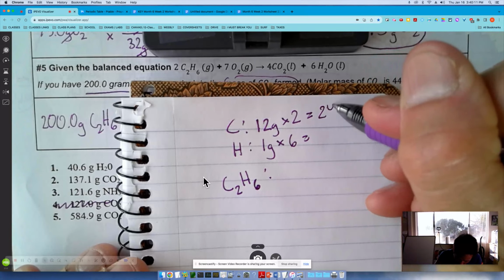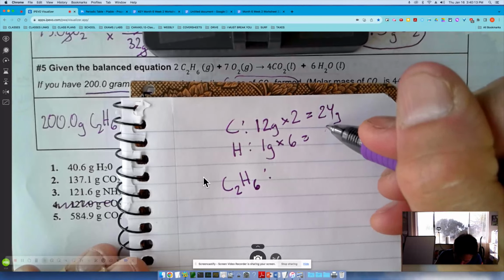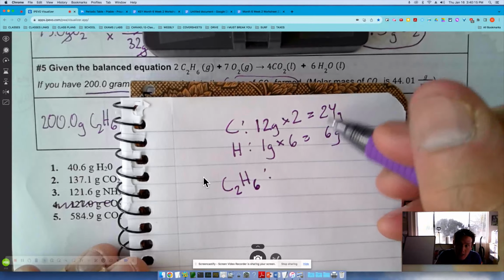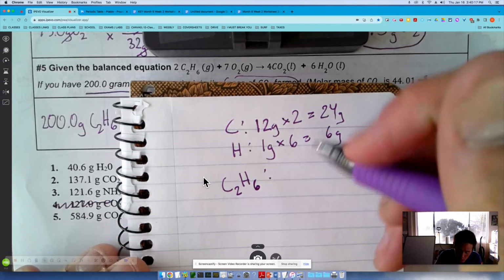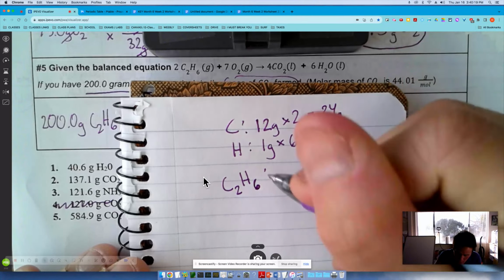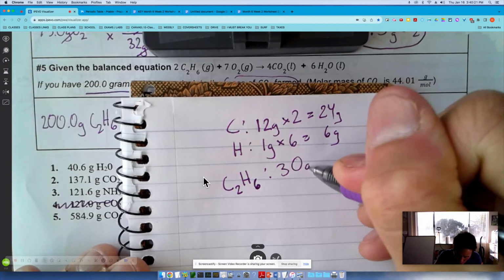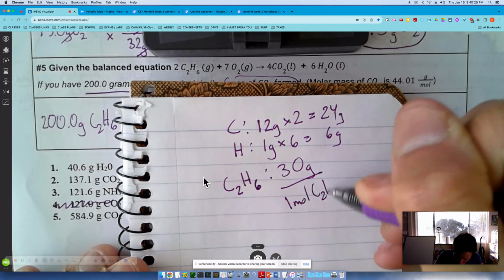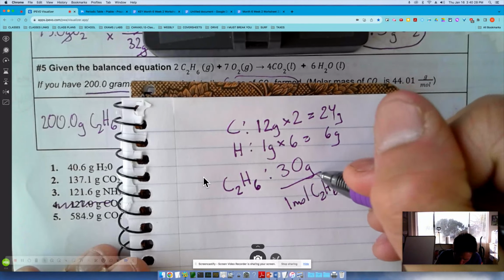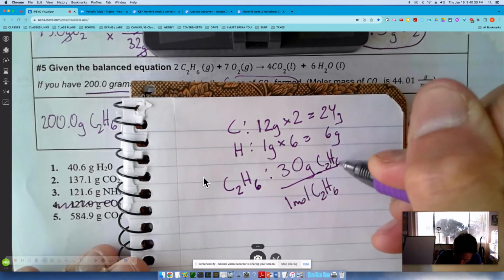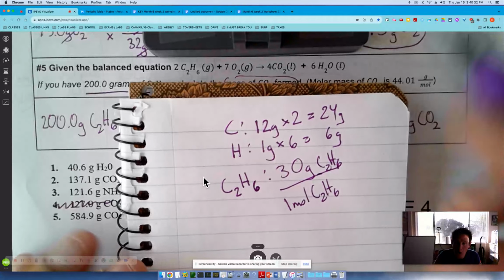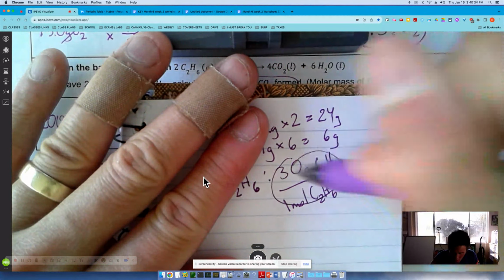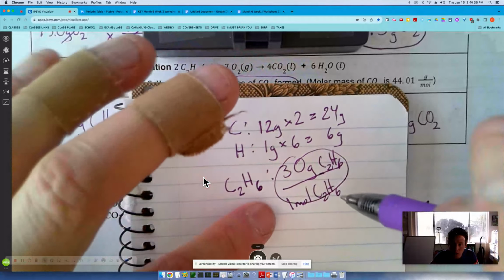So I have 24 grams and 6 grams. Let's add that together to get the molar mass of C2H6. 24 plus 6 is 30 grams, or 1 mole of C2H6 weighs 30 grams of C2H6. Okay, let's just be redundant. What I just solved for is the molar mass of C2H6.